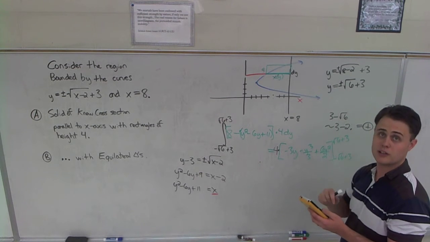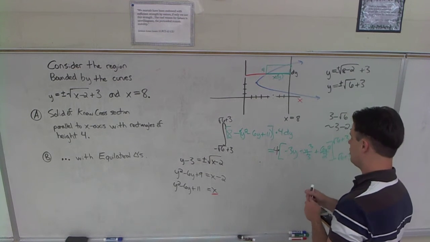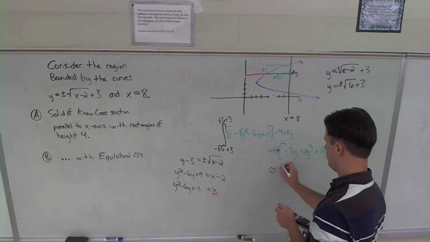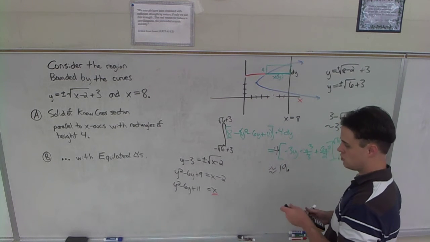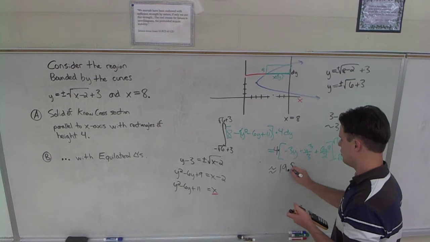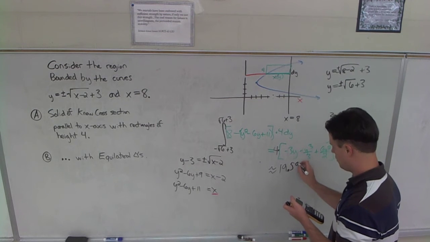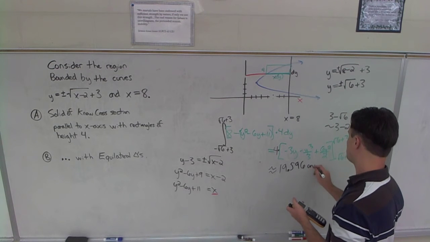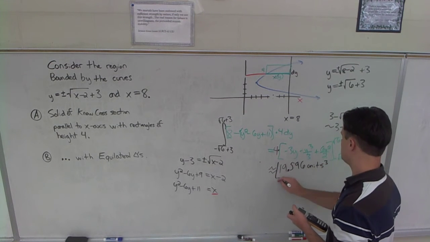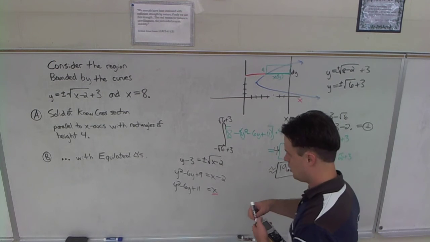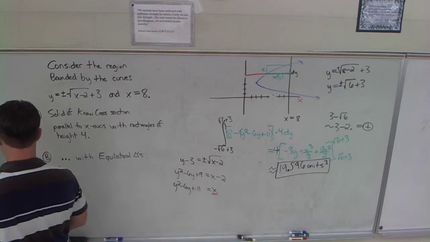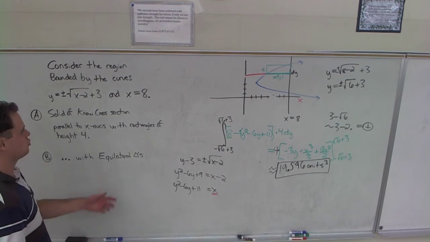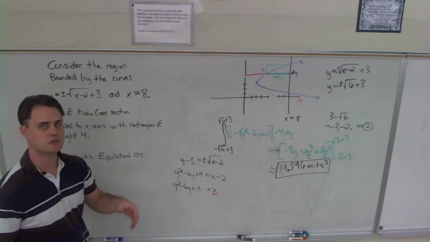If you want to type in y's in your calculator, you certainly can. What I came out with, I'm very much less interested in this final answer than I am the setup, but 596 when rounding. And we're still doing volumes, so units cubed. Okay, so there is this problem if you want horizontal rectangles with height of 4.